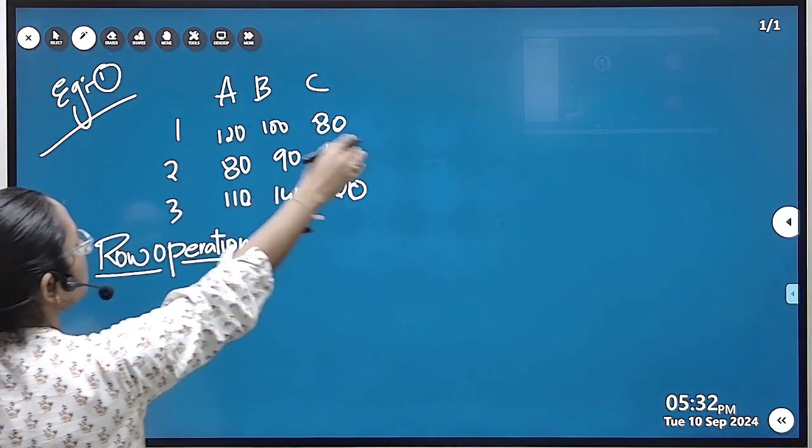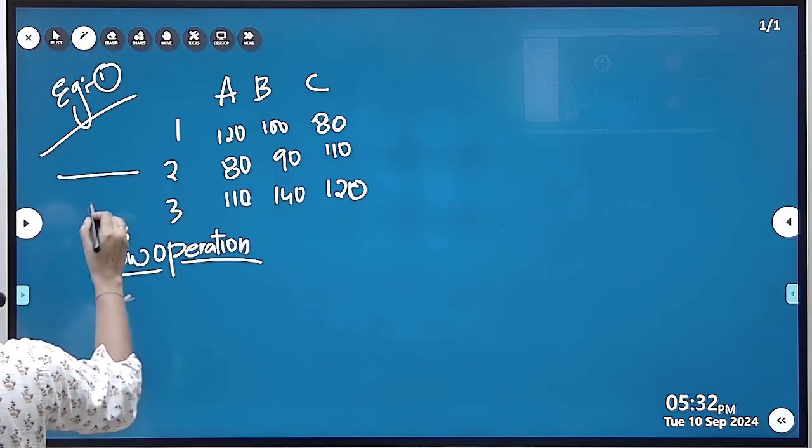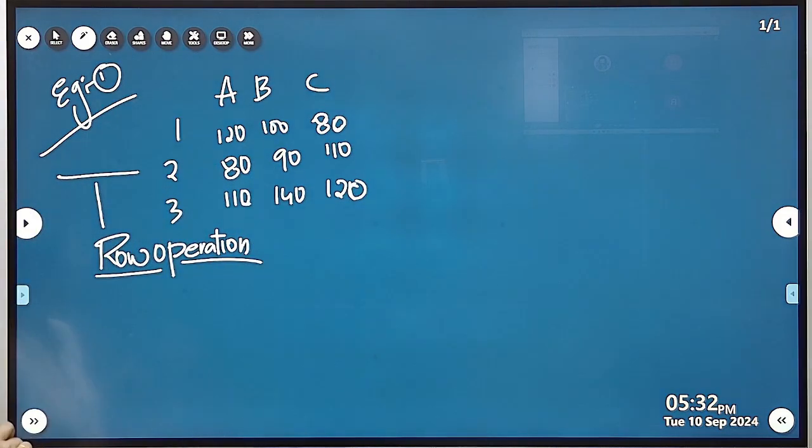So these are the rows. So write over this. This is the row and this is the column.